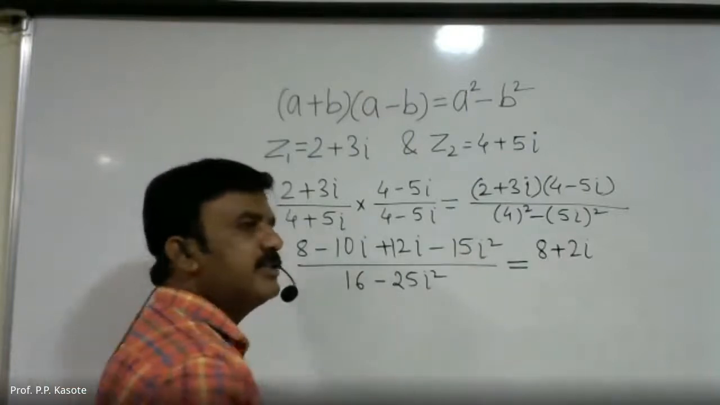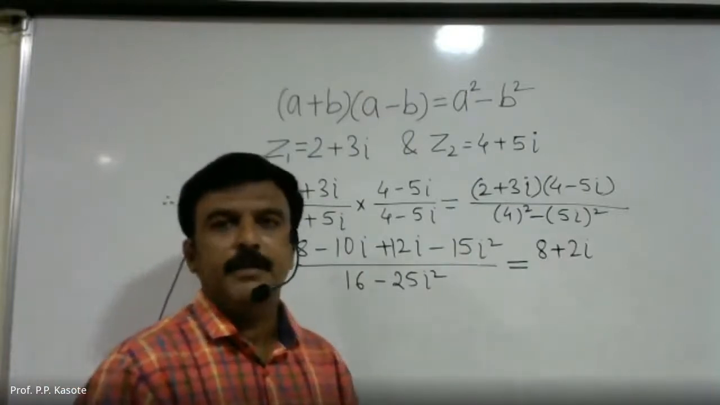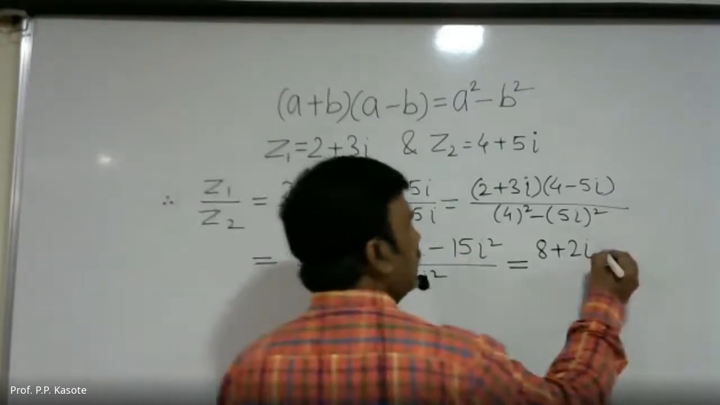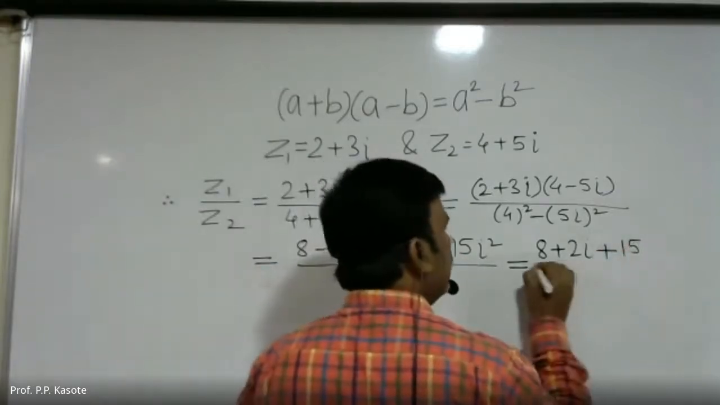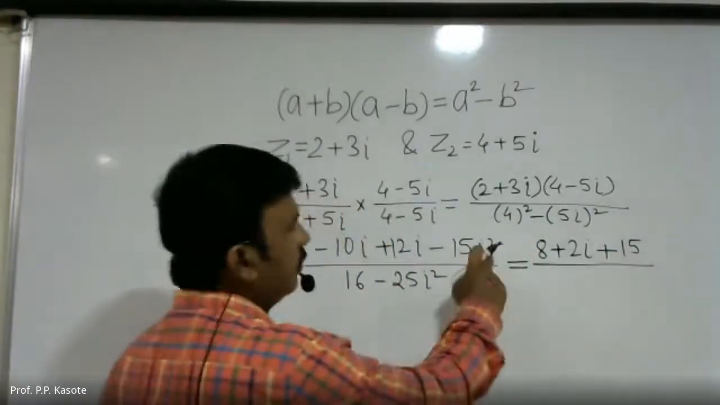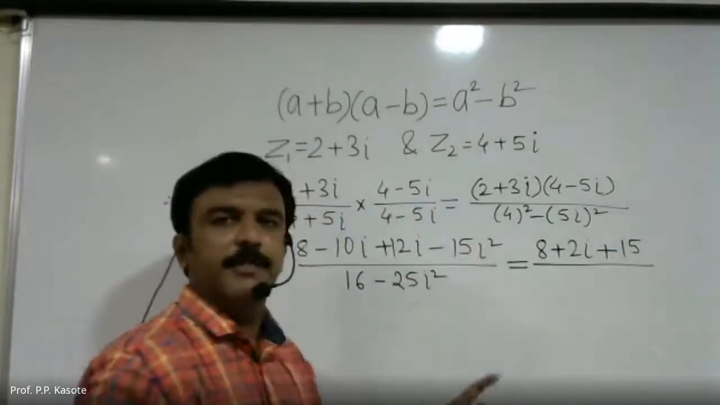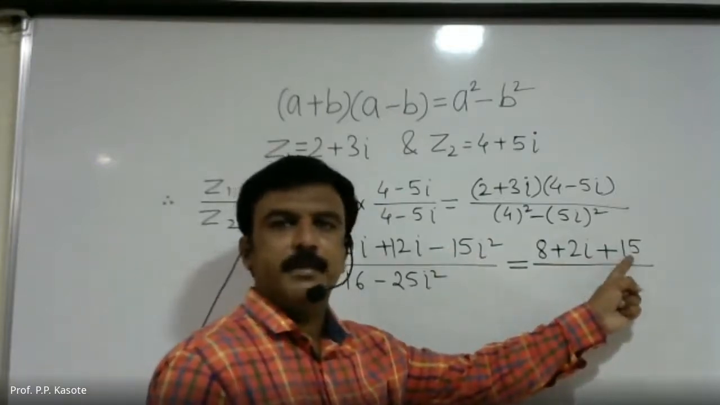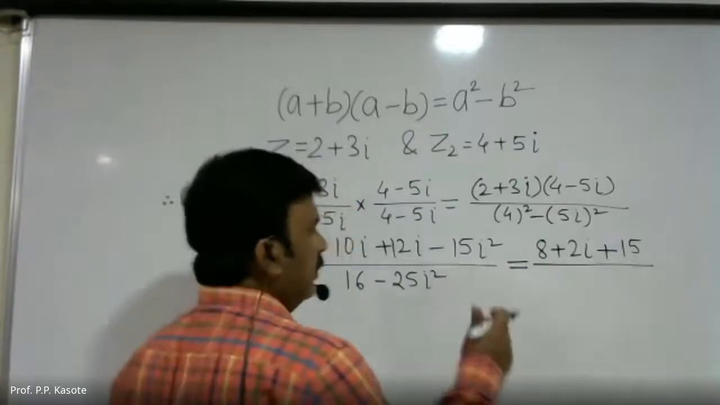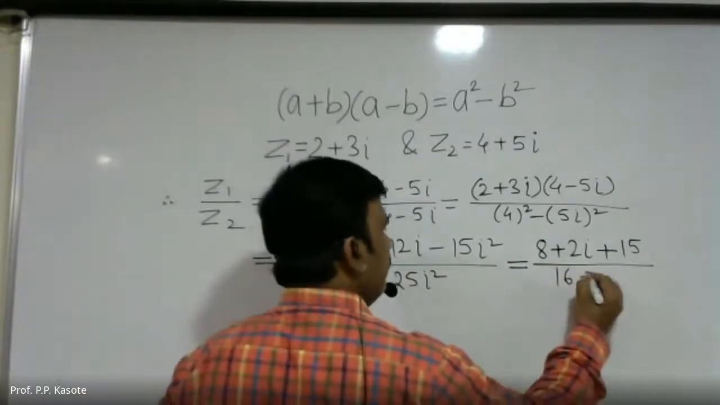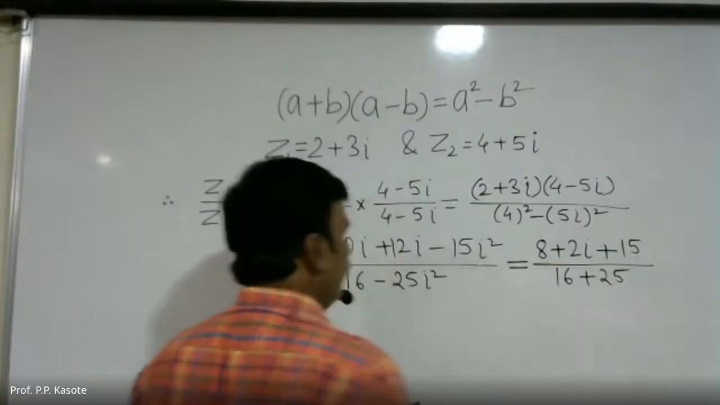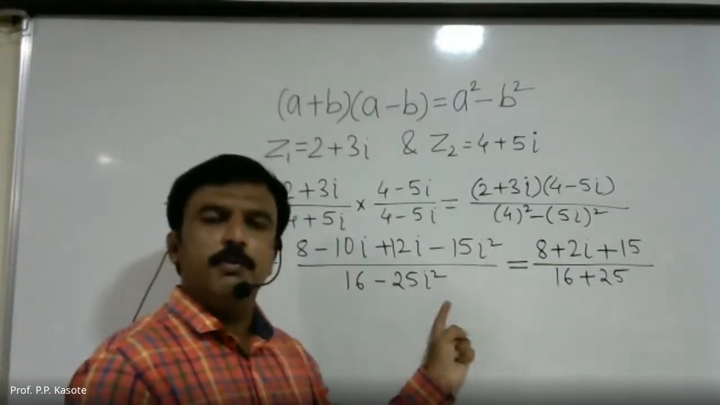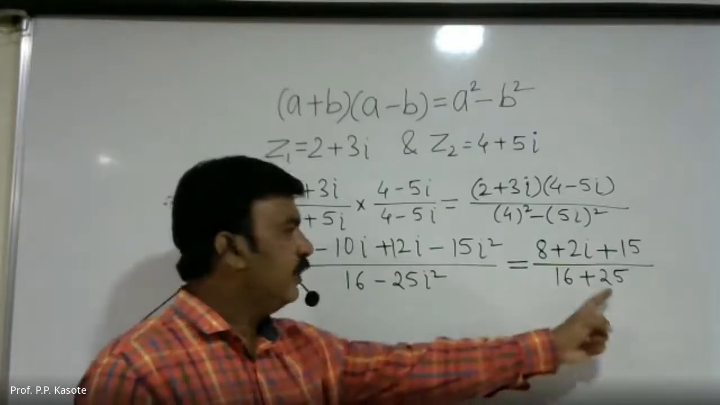minus 15i square will become plus 15. मेरा ये कहना है कि minus 15i square को मैं directly plus 15 लिखूं. Can I write it like this? The answer is yes. Why? Because i square का value होता है -1 and minus 15 into -1 is nothing but plus 15 upon 16 plus 25. Why? Because here also if I put i square is equals to -1, so minus 25 into -1 will become plus 25. So here we have written plus 25.